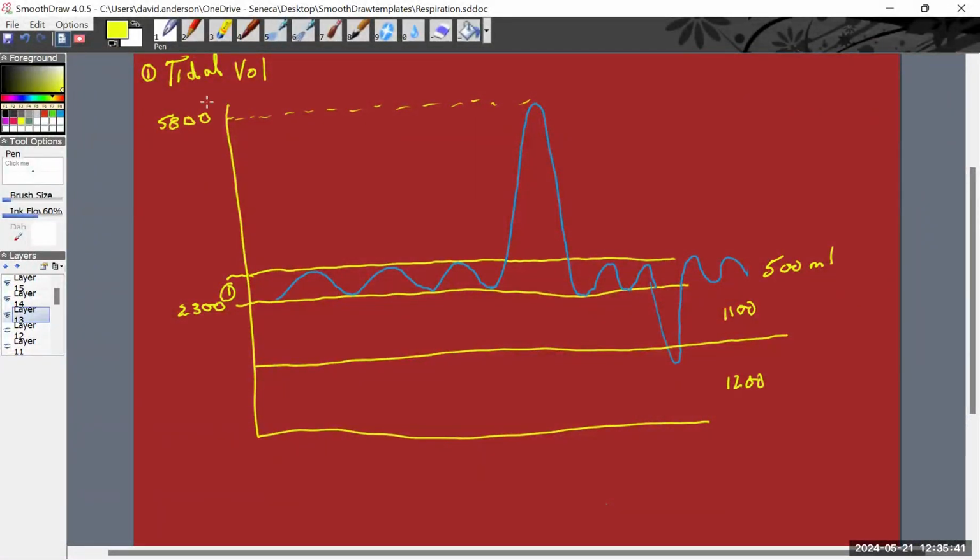Okay, so we'll use some terminology that you will be expected to know a little bit about, but I'll make it really clear what you need to know about each one of these as far as that goes. So if we said our tidal volume is 500 mils and the bottom line is 23, then our top line is 28. That's pretty straightforward. So our tidal volume is about 500 mils.